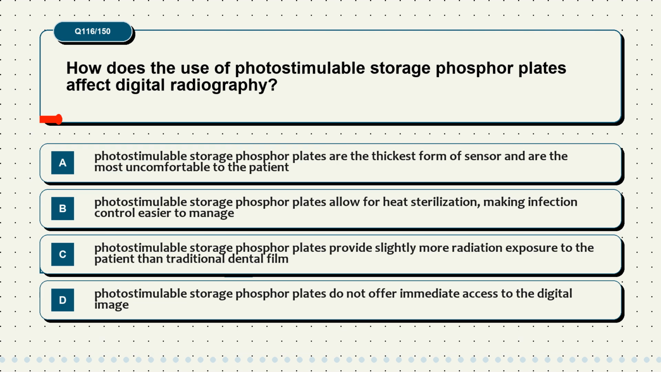Question 116. How does the use of photostimulable storage phosphor plates affect digital radiography? Here are the options. Option A. Photostimulable storage phosphor plates are the thickest form of sensor and are the most uncomfortable to the patient. Option B. Photostimulable storage phosphor plates allow for heat sterilization, making infection control easier to manage. Option C. Photostimulable storage phosphor plates provide slightly more radiation exposure to the patient than traditional dental film. Option D. Photostimulable storage phosphor plates do not offer immediate access to the digital image.